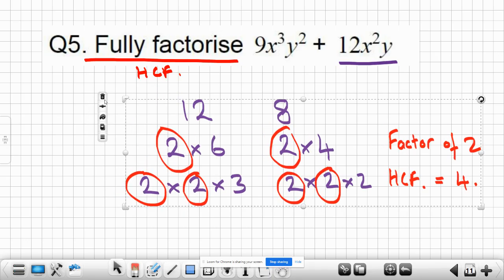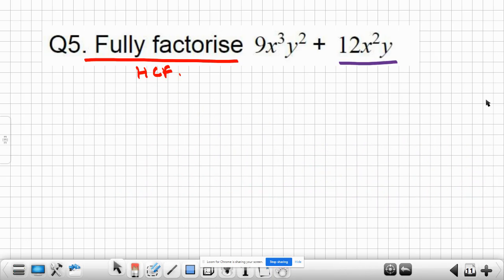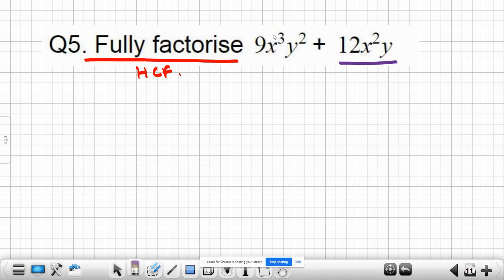So let's get rid of that. In fact, let's get rid of that altogether. And what I'm going to do, just to make it really, really clear, is write each of these terms out in full. So 9x cubed y squared is going to be 3 times 3 times x times x times x times y times y.